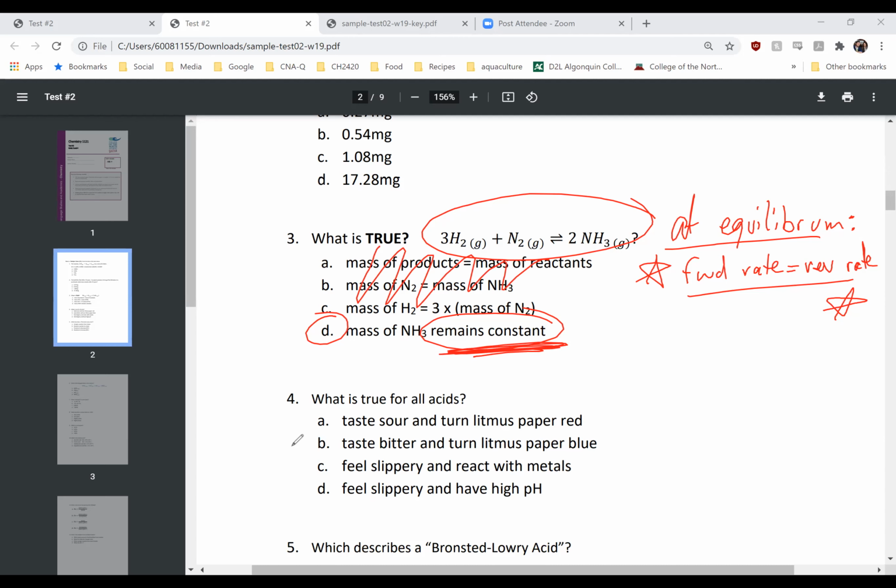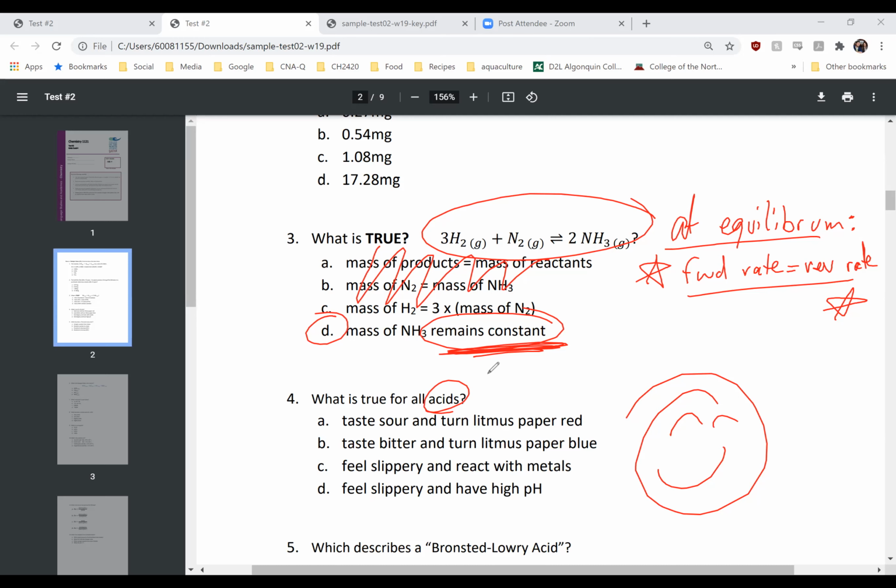Number 4 is a much better one. Number 4 is a normal multiple choice. What is true for all acids? Easy. This is straight from the facts about acids and bases at the beginning of chapter 4. Acids taste sour, bases taste bitter. Bases feel slippery on your skin. Bases would have a high pH. I'm listing off some facts here, and what I need to do is find the one that's true for all acids.